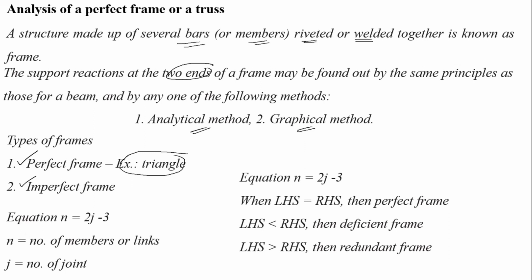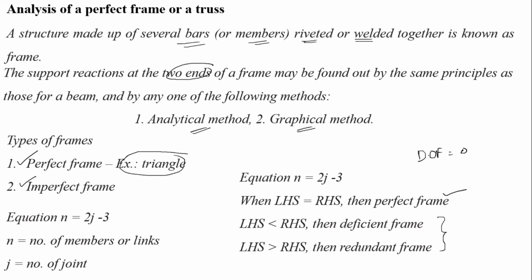So what is a perfect frame? When LHS is equal to RHS, then it is a perfect frame, right? Then the other two cases are imperfect frames, which means the degree of freedom is not equal to 0: deficient and redundant, right?